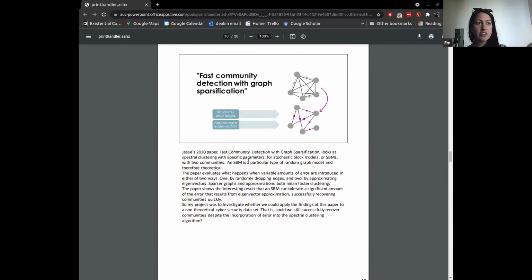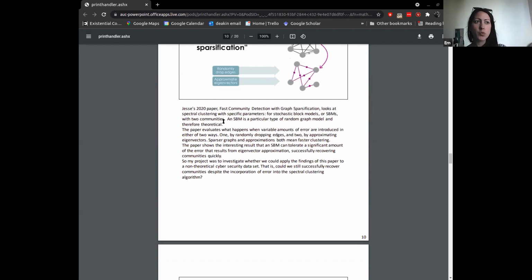Okay, so Jessie's paper looks at spectral clustering within specific parameters. So for SBMs specifically, and I should say an SBM is a particular type of random graph model, and it's theoretical, and it looks at two communities only. And what the paper does is it evaluates what happens when variable amounts of error are introduced in either of two ways. So one, by randomly dropping edges, and this has the effect of sparsifying the graph, or two, by approximating the eigenpairs. So both of these processes mean that it's more efficient to analyze the data. But yes, we wanted to know how much error it could tolerate before the algorithm is no longer able to detect communities.